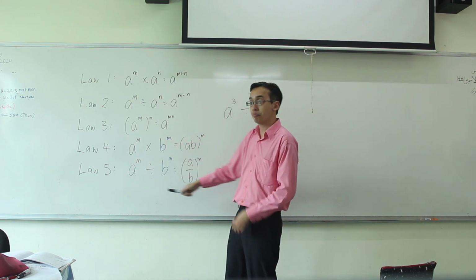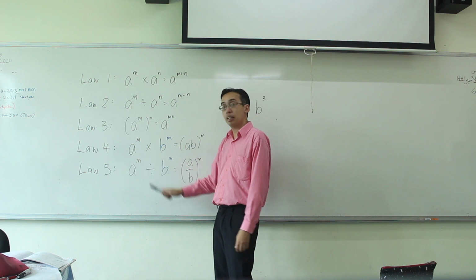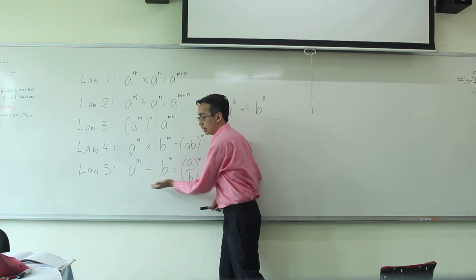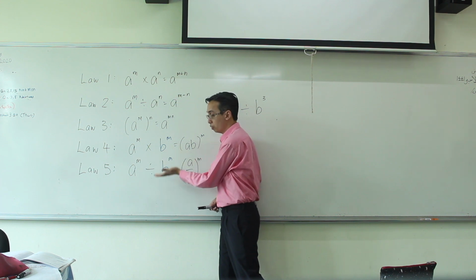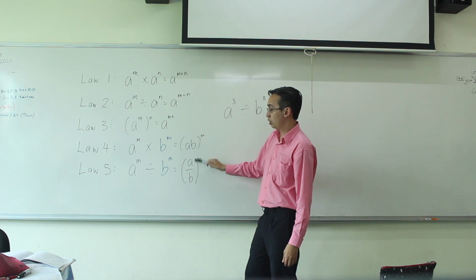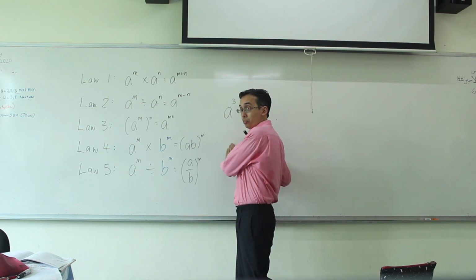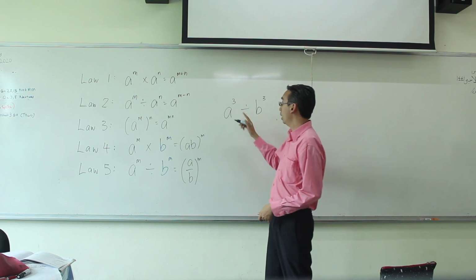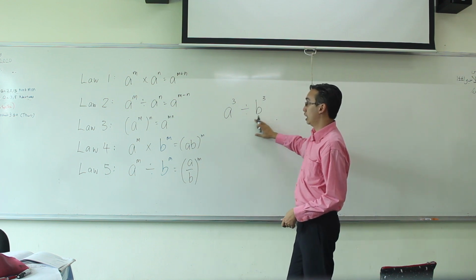So over here, law 5: A to the power of M divided by B to the power of M. Again, the base is not the same. It's something like law 4, but we are going to change it to divide now. And then this is A over B to the power of M. So we'll jump straight to the proof for this one, since you are comfortable with it already. So we have our A cubed divided by B cubed.